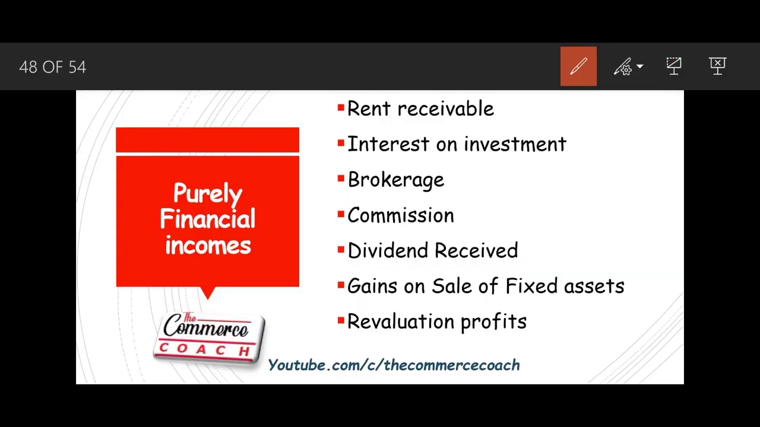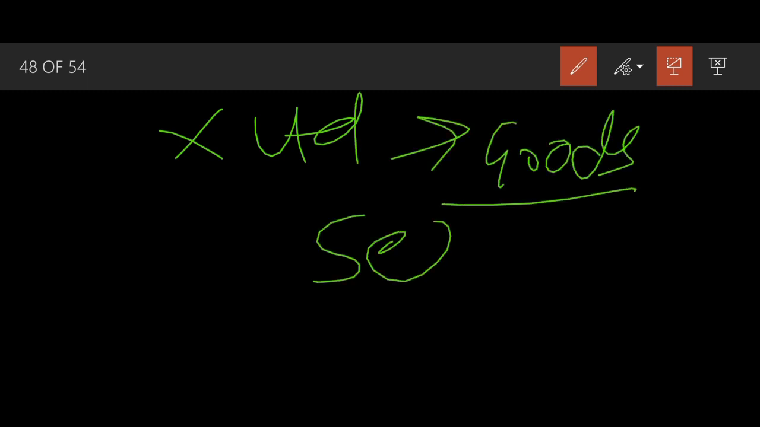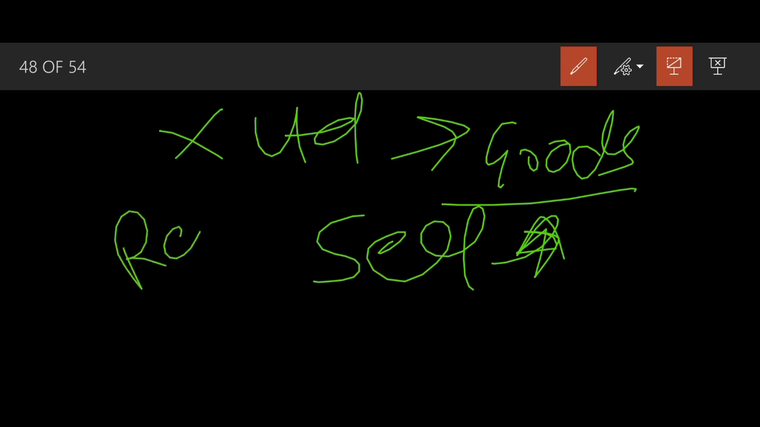Purely financial incomes basically means incomes that are not related directly with the revenue services of the business. For example, X Limited has a business to sell goods. The main purpose of the business is to sell goods. But if it lets out a property on rent, it will earn revenue from there also. It will earn rent. In the profit and loss account, we have learned that rent is an indirect income.